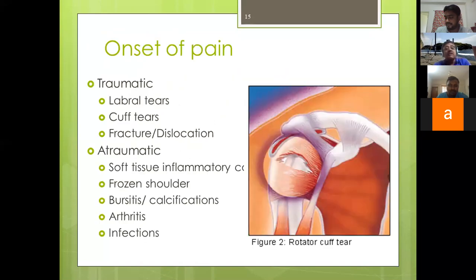And ask about the onset of pain, like whether it is traumatic. Traumatic may be due to labral tears, cuff tears, fracture or dislocation. And there may be a non-traumatic cause like a soft tissue inflammatory condition, frozen shoulder, bursitis or calcification, arthritis or infections.